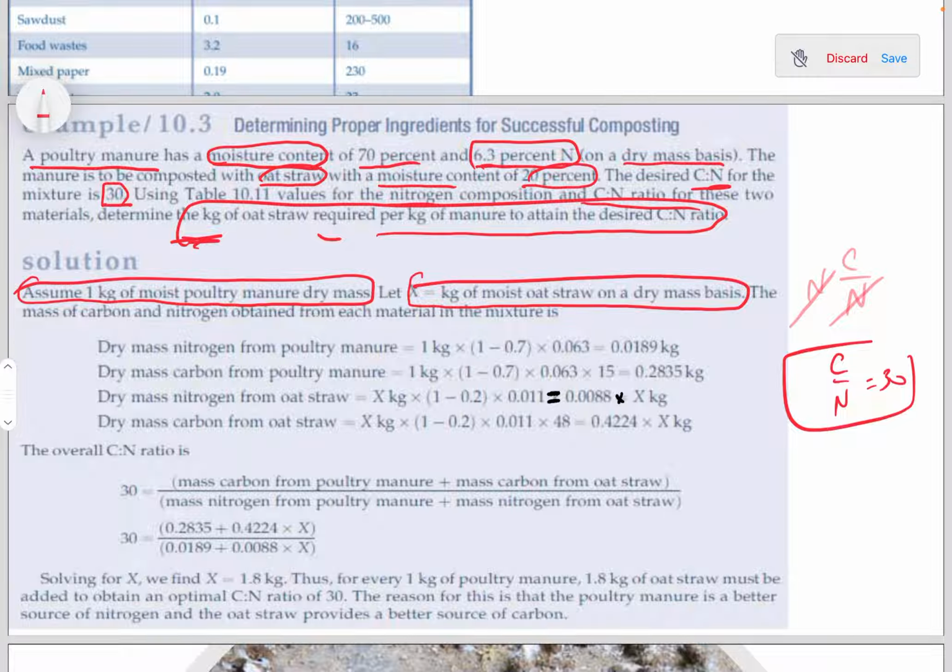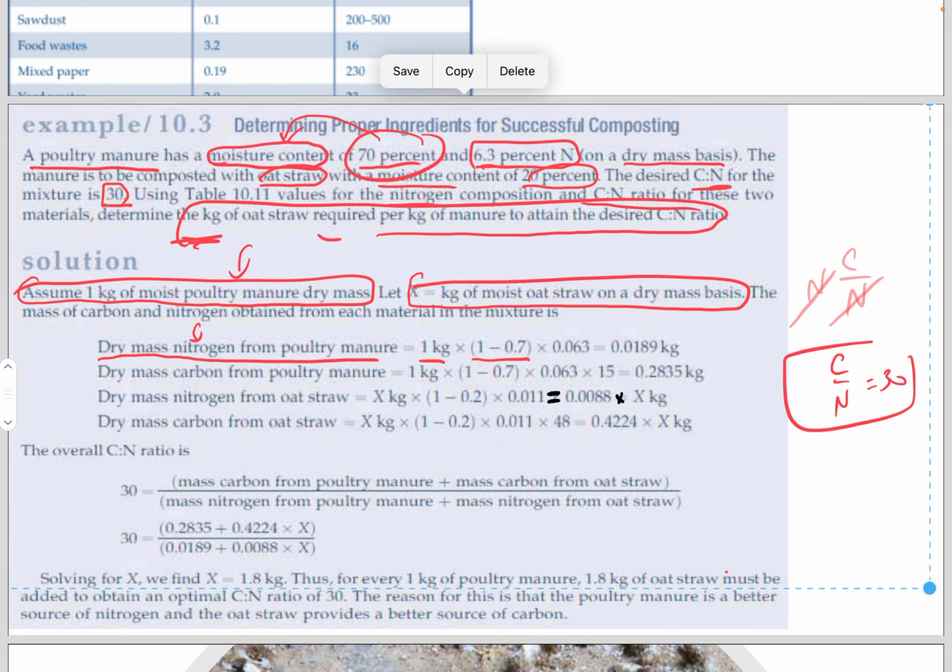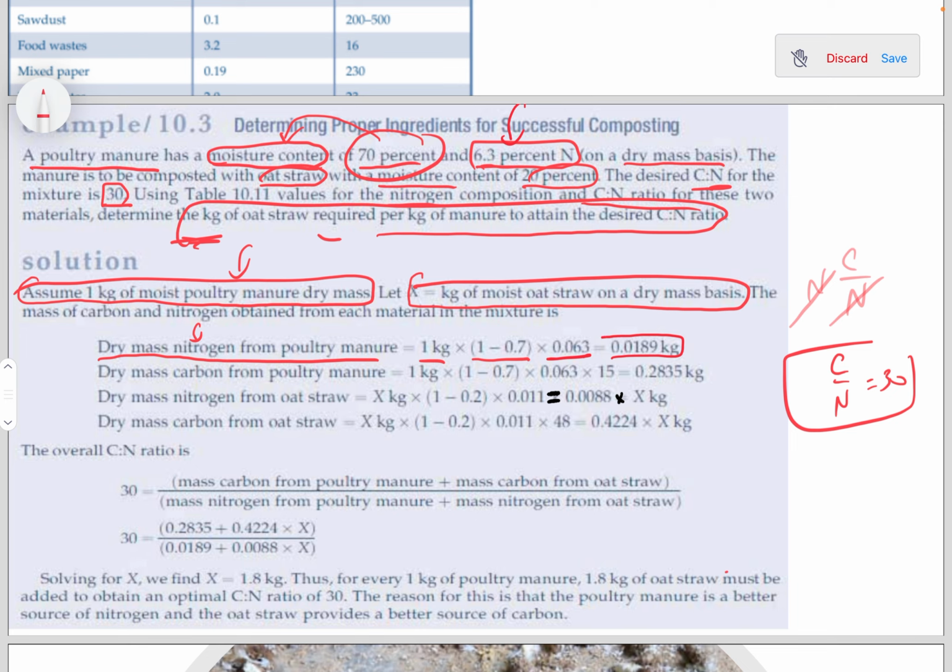Let's look at the first one, dry mass of nitrogen from poultry manure. We assumed the poultry manure is 1 kilogram, so 1 kilogram times the percentage of dry weight. This is 70% moisture, so 1 minus 0.7 to make it dry, times the nitrogen. It's given here, 6.3%. So 6.3 over 100. That would give you 0.0189 kilogram of dry mass nitrogen inside the poultry manure.